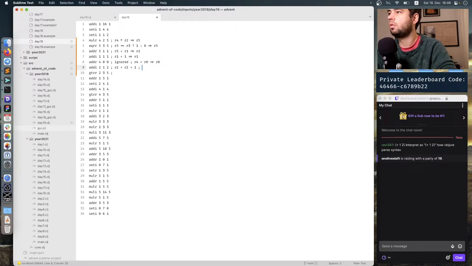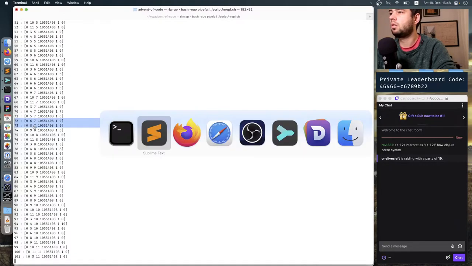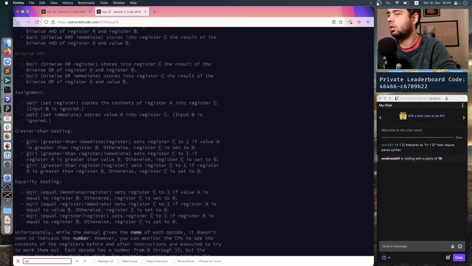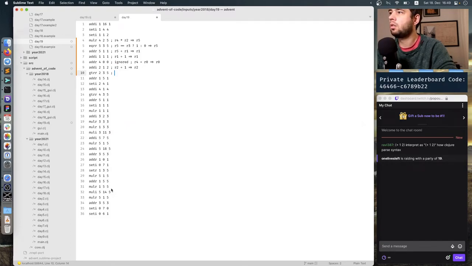R0, R2, right. Okay, GTTR. There is this. C21 is register A is greater than register B. R2 is greater than R3. And we write it to R5, right?